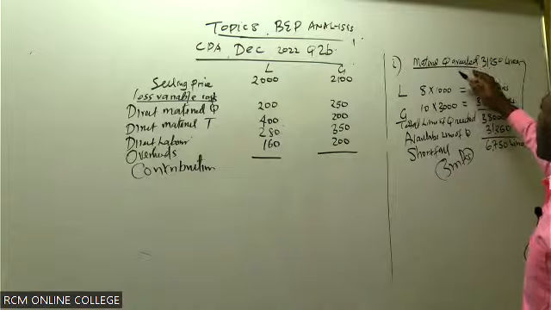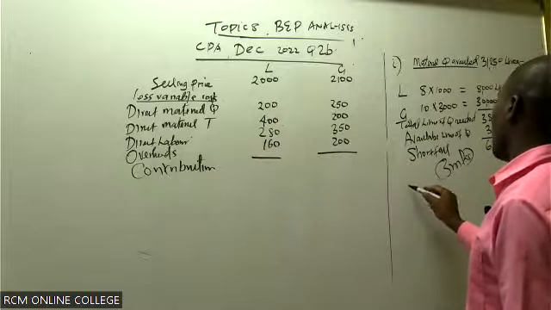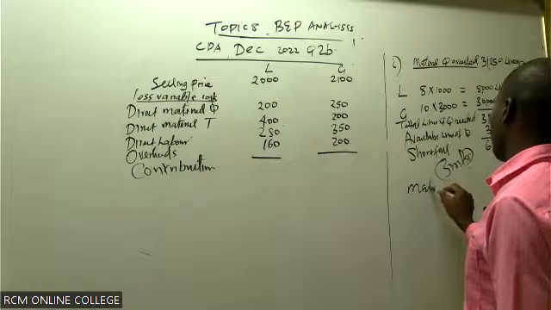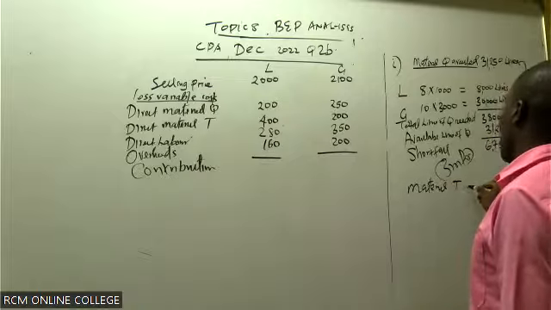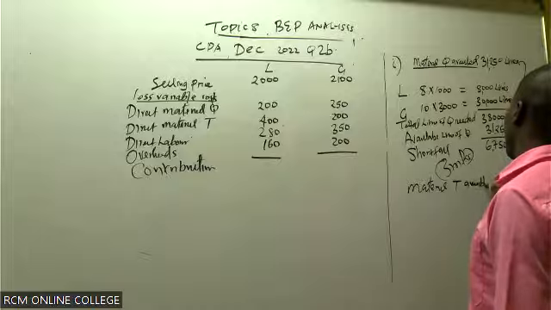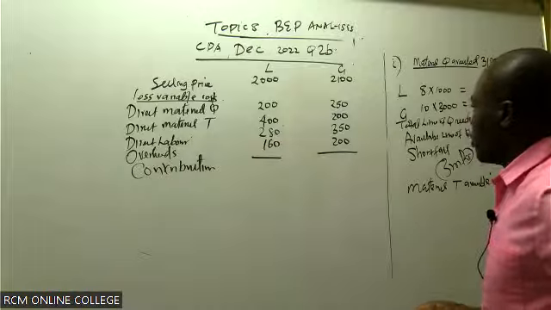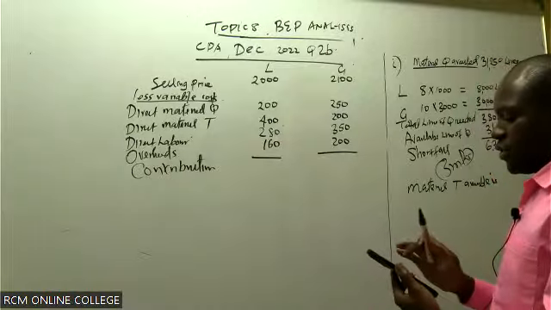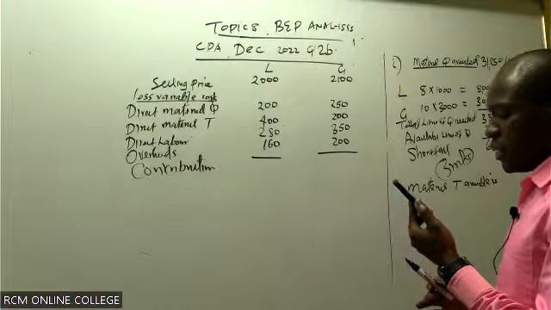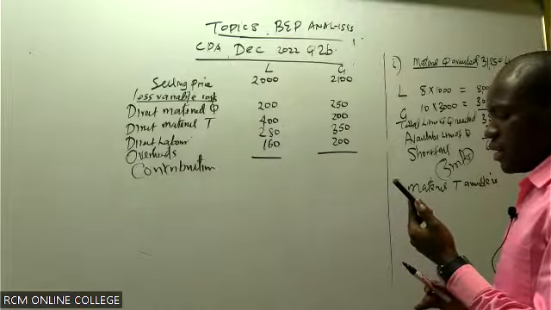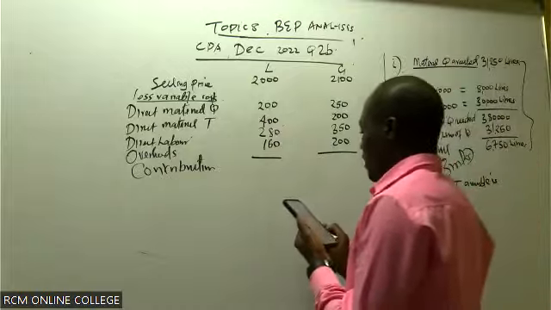Material Q available 31,250. Then they come here and tell you material T available is. Just look at it. Is material T given in liters or in kgs? Let's see. Material T is given in liters as well. So I want somebody to take this one here.